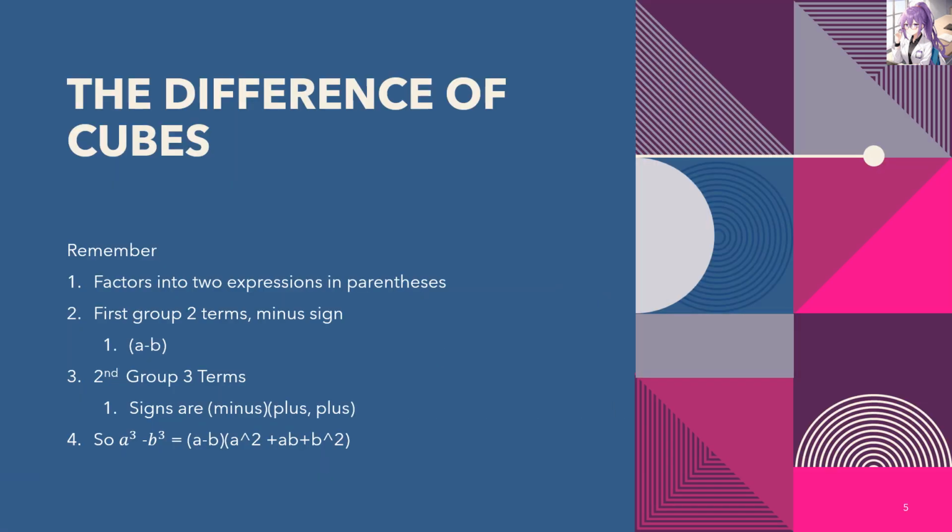And how do we go about factoring the difference of cubes? Remember that this factors into two expressions in parentheses. The first group has two terms and a minus sign, so we get (a minus b). The second group factors into three terms, and the signs for that are plus plus. So a cubed minus b cubed equals (a minus b) times (a squared plus ab plus b squared). So the sign pattern is minus plus plus.